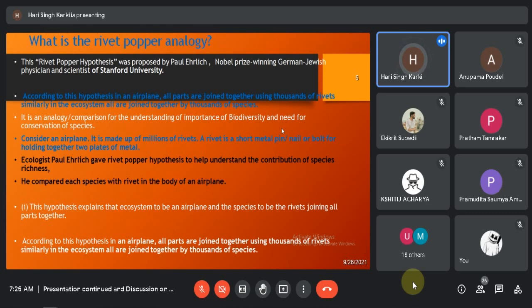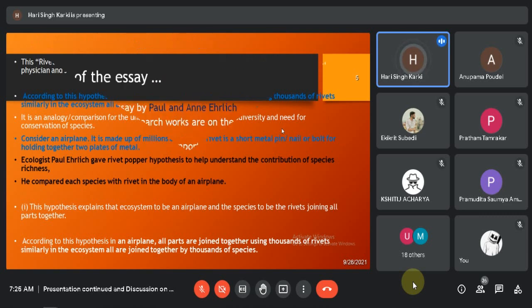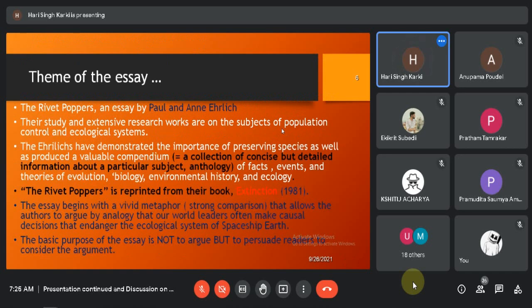This hypothesis explains the ecosystem to be an aeroplane and the species to be rivets joining all parts together. This is an analogy. Further, the hypothesis says that in an aeroplane, all parts are joined together using thousands of rivets. Similarly, in the ecosystem, all are joined together by thousands of species in the niche on the earth. So what is the theme of the essay?